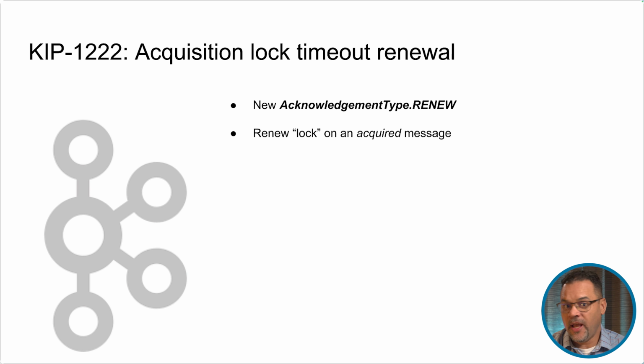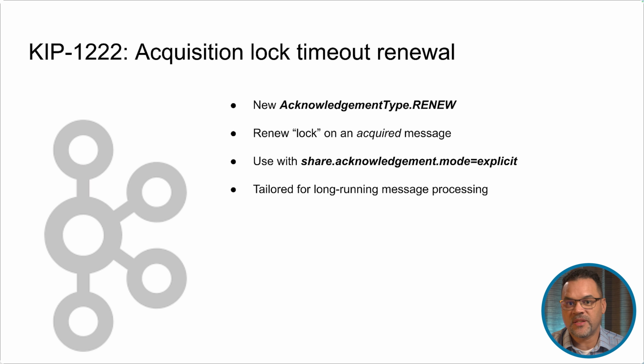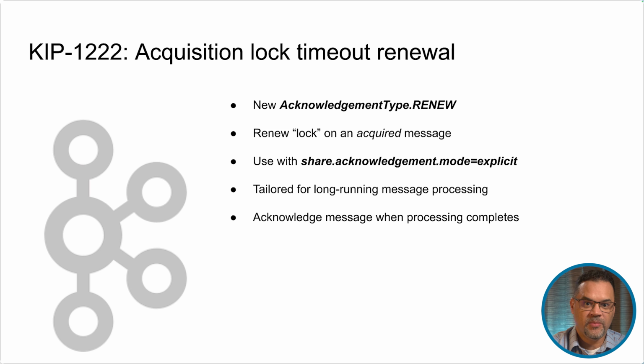Now, this new acknowledgement type only applies when you're using the explicit acknowledgement mode in your consumer configuration. For any given message, this means the processing application can tell the broker that we're still working on this message and we may need a little more time. The message is still in an acquired state, meaning another consumer instance can't fetch it, and this helps prevent possible duplicate processing. Once that message is processed, the consumer can acknowledge the message and continue working on others in the queue.